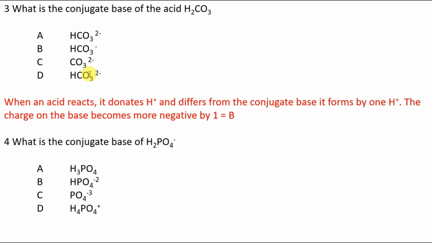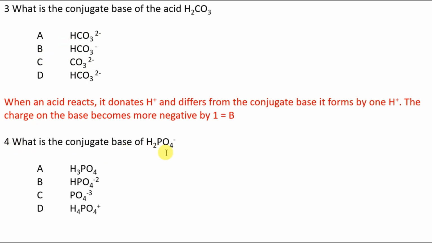Two more. What is the conjugate base of the acid H2CO3? So, when an acid reacts, it donates H+, and differs from the conjugate base it forms by 1 H+. The charge on the base becomes more negative by 1. B is my option, 1 hydrogen less, and my overall charge has gone from 0 in the acid that we begin with to the conjugate base that's formed.